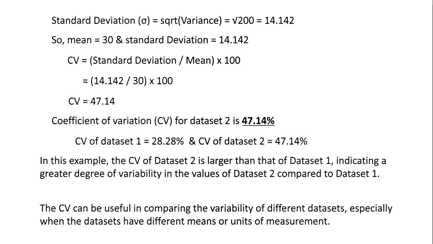47.14%. CV of data set 1 equals 28.28%, and CV of data set 2 equals 47.14%. In this example, the CV of data set 2 is larger than that of data set 1, indicating a greater degree of variability in the values of data set 2 compared to data set 1.